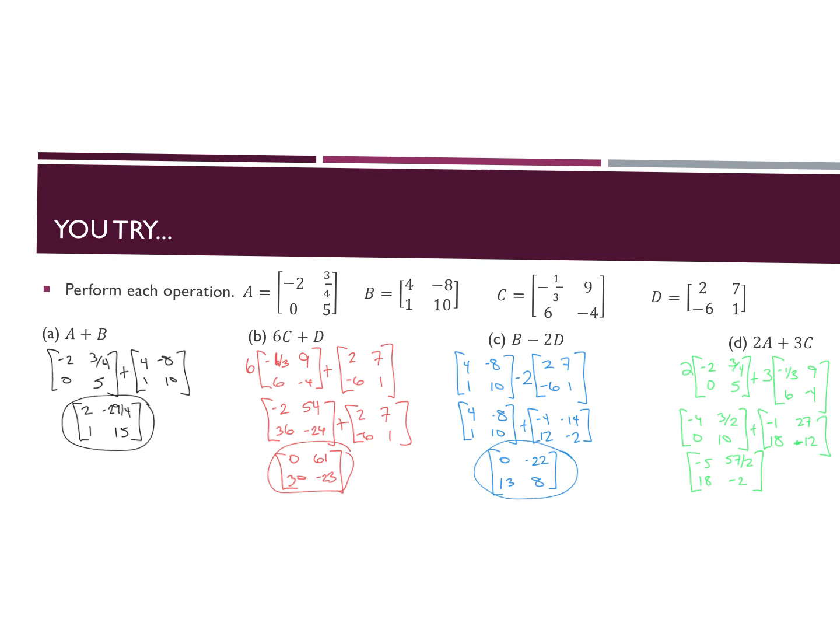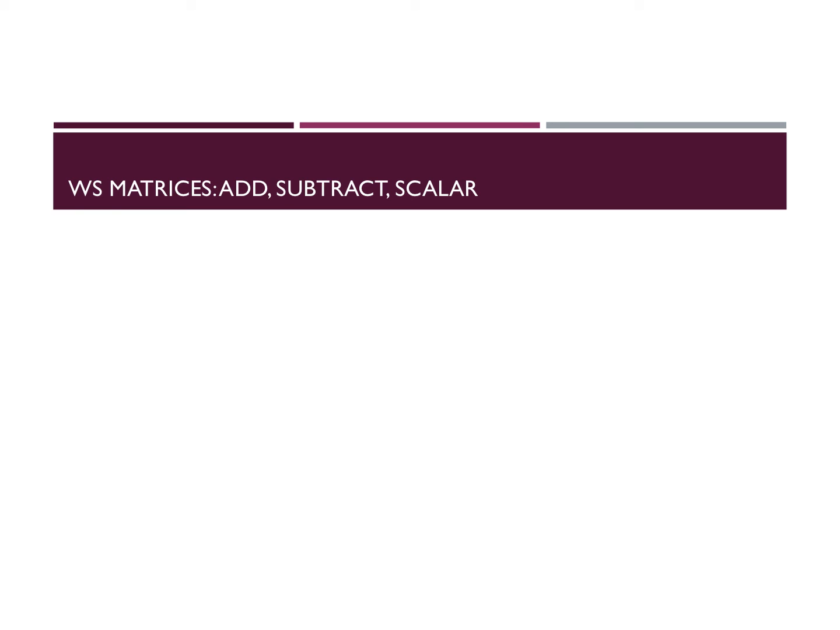Okay, so hopefully you found for A, row 1 to be 2, negative 29 over 4, row 2, 1 and 15. For B, the first row, 0 and 61, second row, 30 and negative 23. For C, first row, 0, negative 22, second row, 13, 8. And for letter D, negative 5 and 57 over 2, 18, negative 2. And you're ready to do practice. Yay!